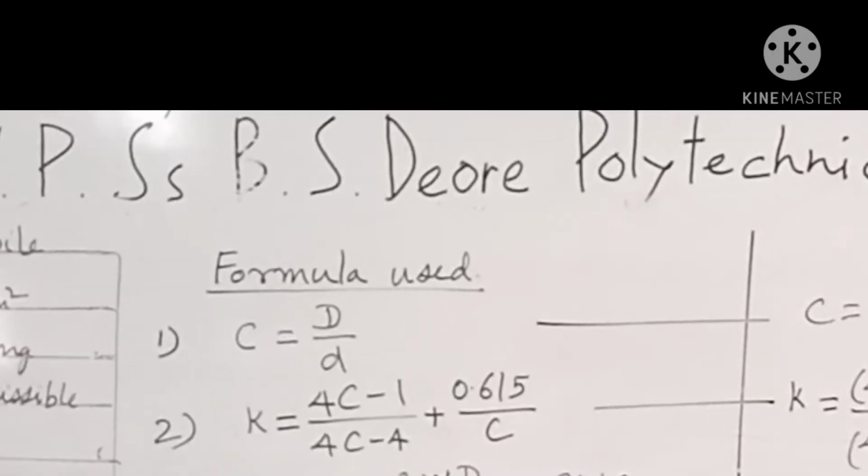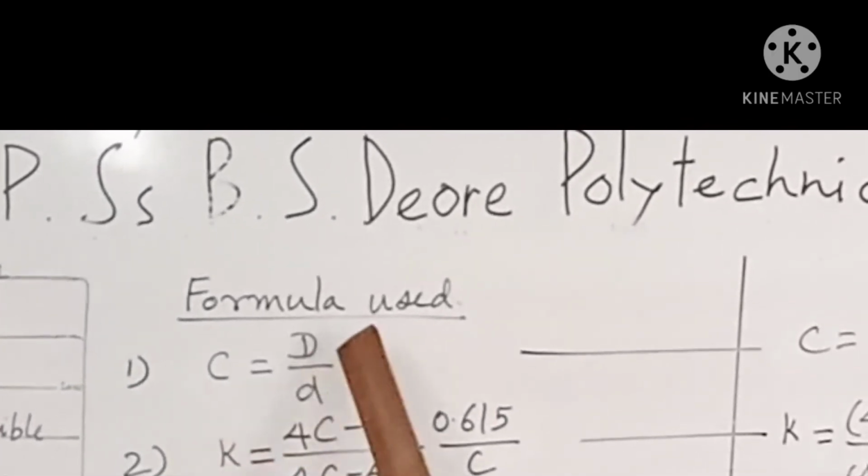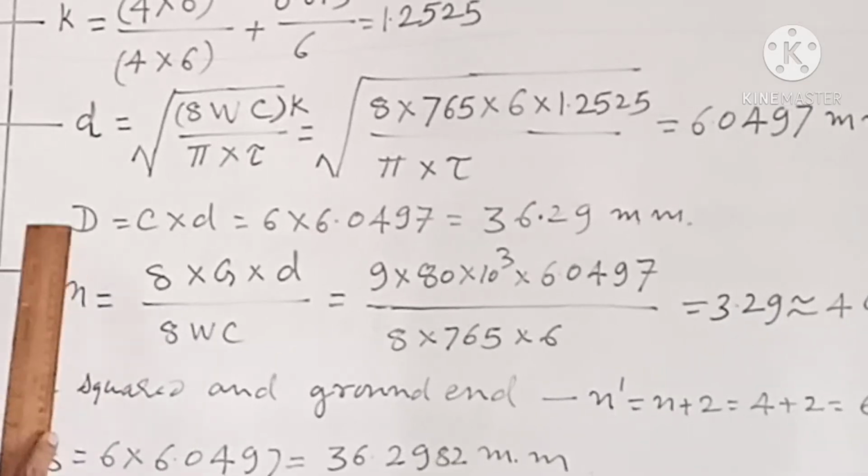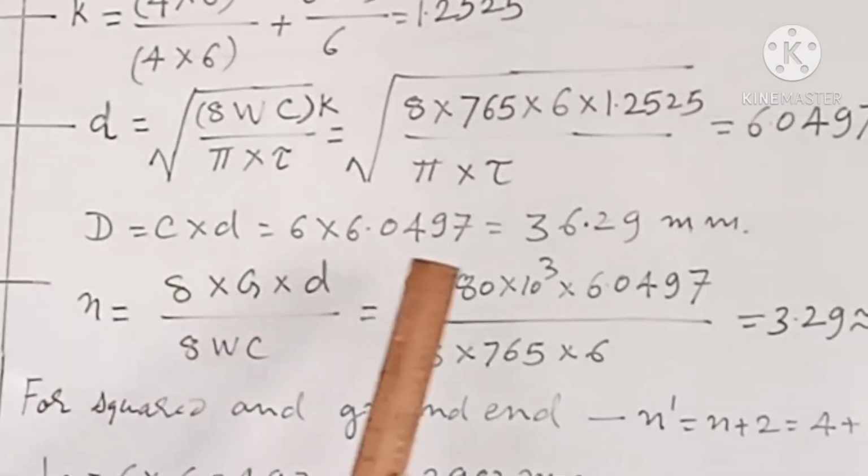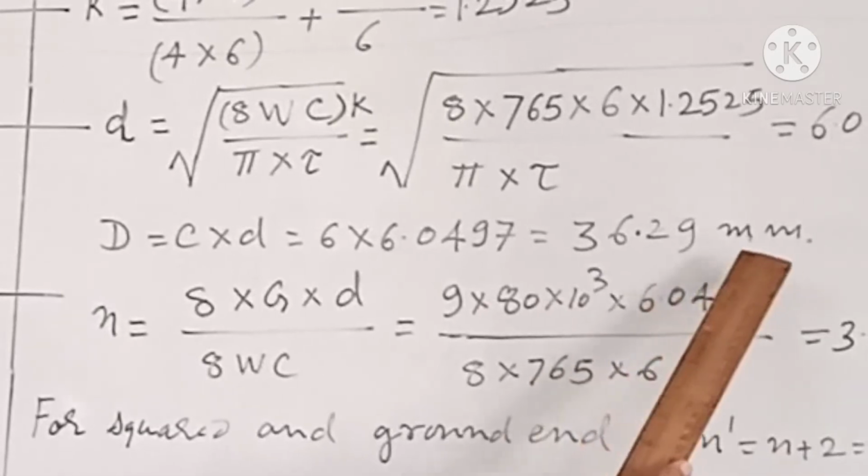Now from this formula, transferring small d to one side and known quantities to the right hand side, the formula becomes like this. Putting the values of W, C, K and tau, the wire diameter comes out to be 6.0497 millimeter. Now from C equal to capital D upon small d, we can calculate the mean coil diameter, which comes out to be 36.29 millimeter.